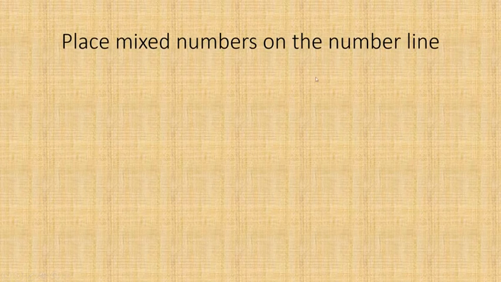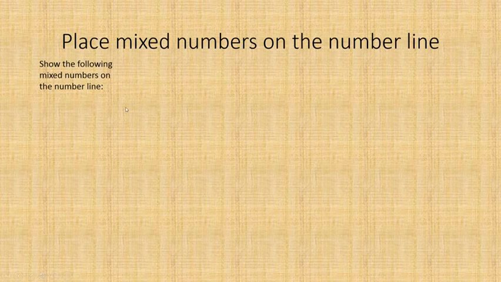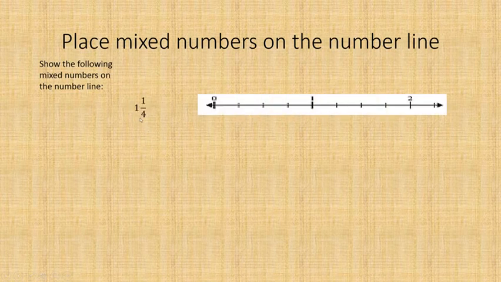So let's go for placing mixed numbers on the number line. It's a very easy task, by the way. Look here in this question. Show the following mixed numbers on the number line. So here the first one, 1 and 1 over 4, I need to put it here in the number line. It's very easy to think about it, by the way.